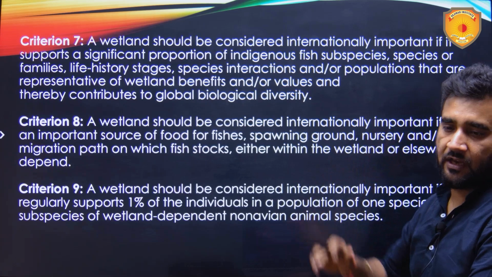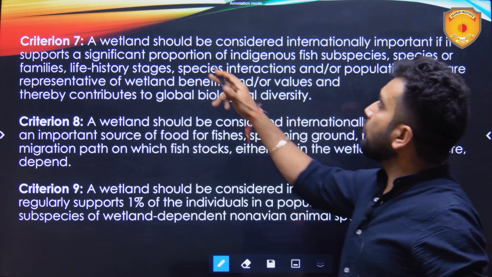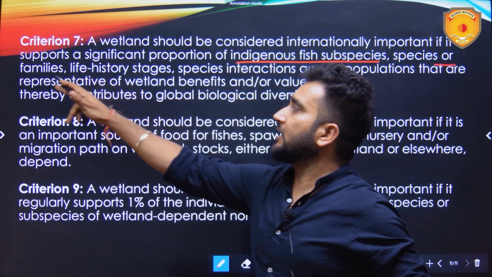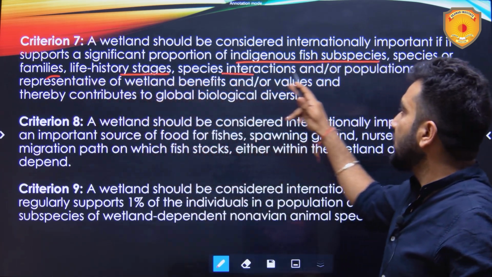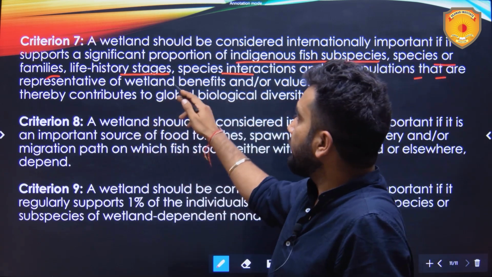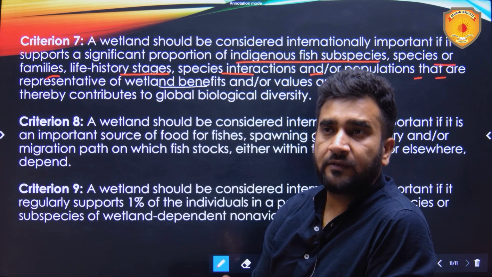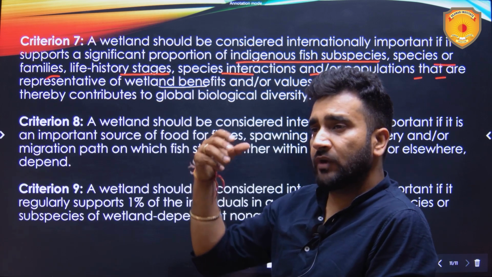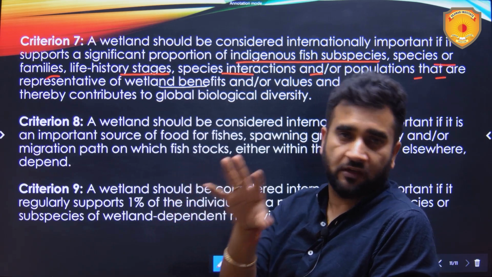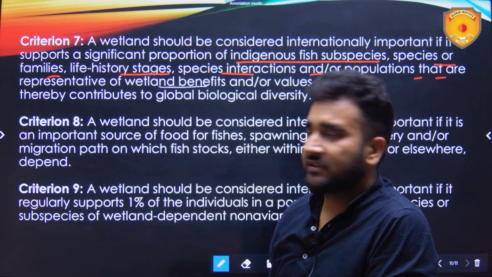The 7th criteria: if it supports a significant proportion of indigenous fish subspecies, species or families, life history stages, species interactions and or populations that are representative of the wetland benefits. No need to memorize all these by heart, but if it comes in front of you in the form of MCQs, you should be able to identify, this is the criteria which I read. So you should approach these criteria in such a way.